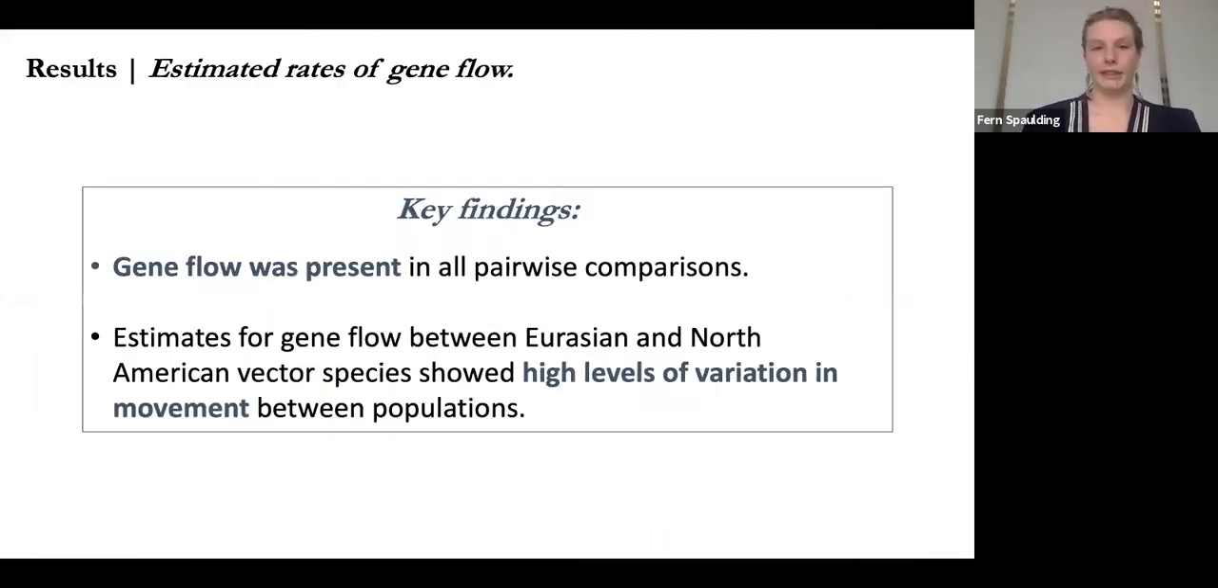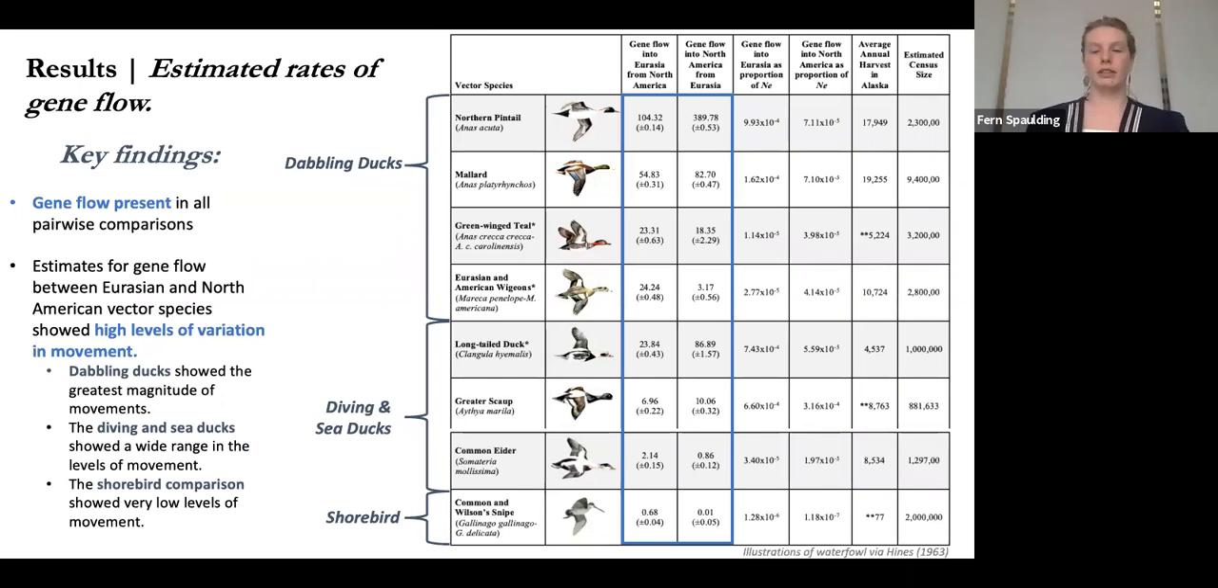These are the key findings regarding estimated rates of gene flow. Gene flow was present in all pairwise comparisons. Likewise, estimates for gene flow between Eurasian and North American vector species show high levels of variation of movement between populations. So if we look at this in table form, you can see here in the blue outlined box that gene flow is present in all pairwise comparisons. Likewise, estimates of gene flow between Eurasian and North American vector species show high levels of variation in movement.